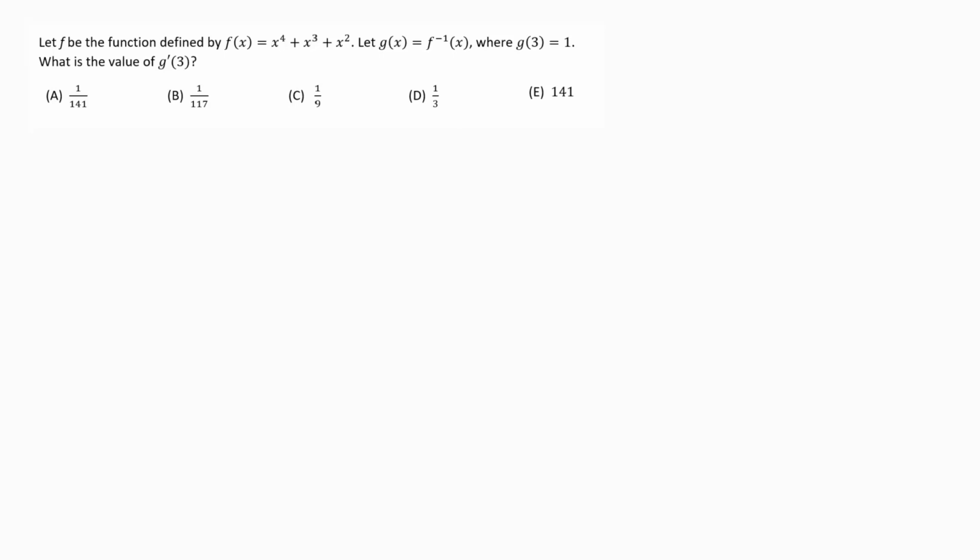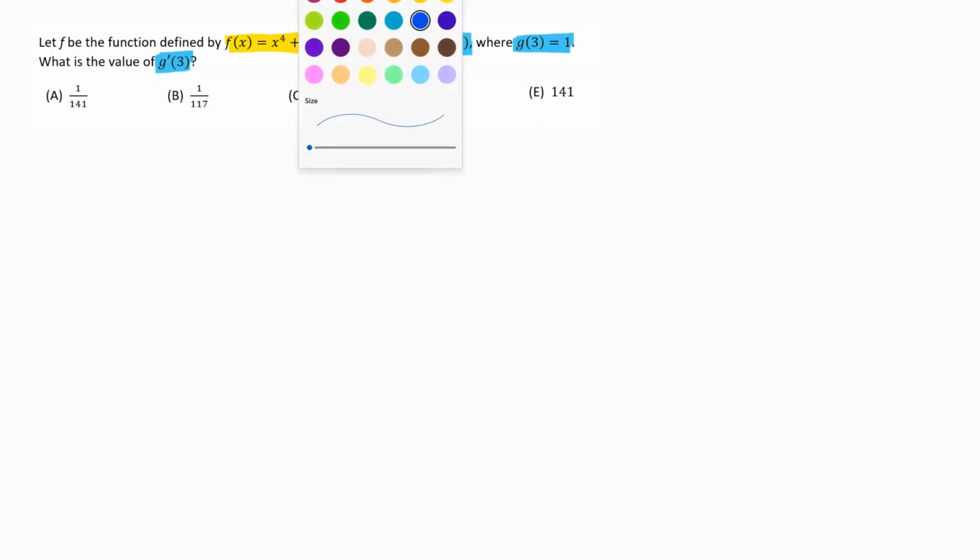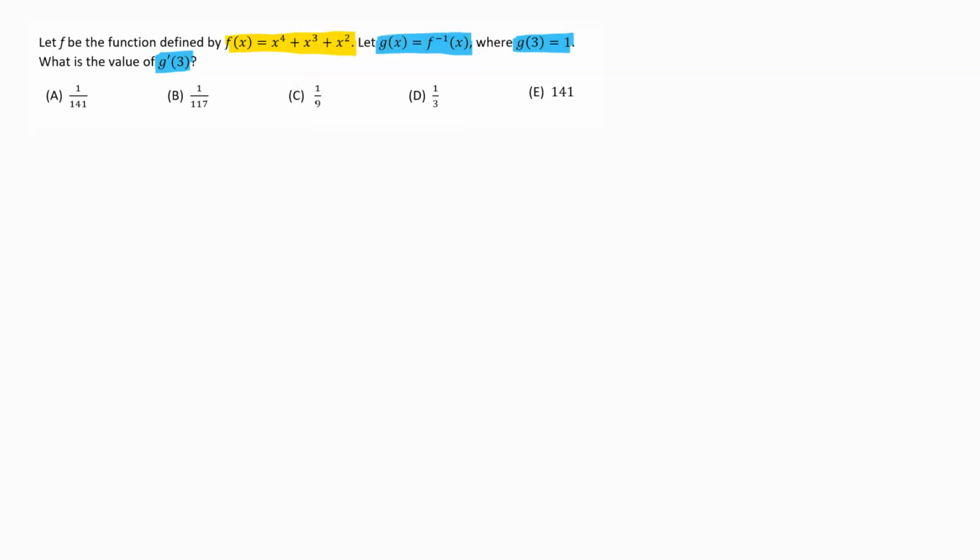Here we're starting with a function f of x equals x to the fourth plus x cubed plus x squared. And then they're telling us that this other equation, g of x, is the inverse of that original function. Then they're going to give us some information about that. So g of 3 is equal to 1, and then they want to know what is the value of g prime of 3.